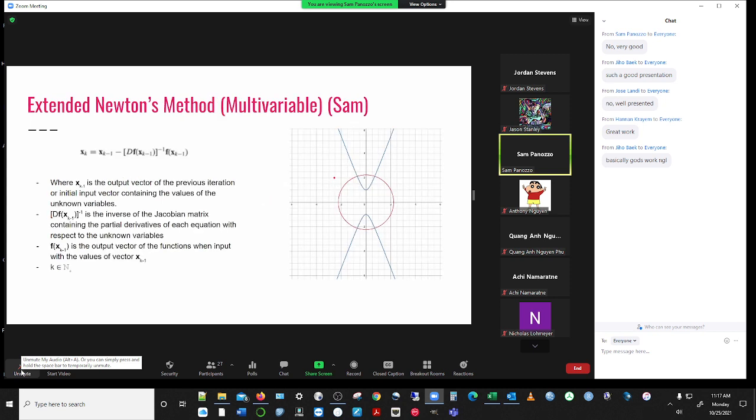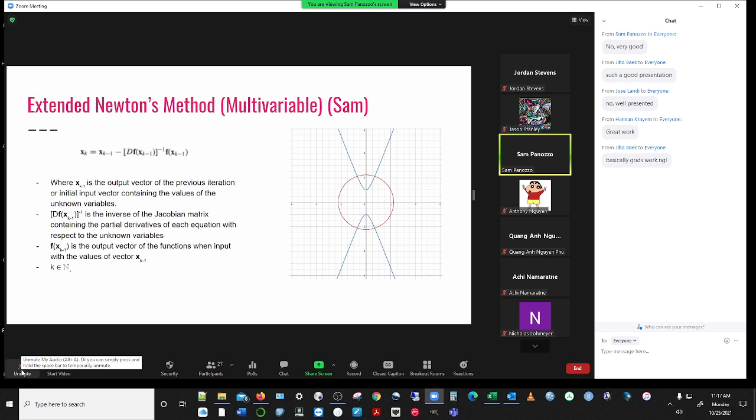Now, here is extended Newton's method, which we use for multivariable functions. This is somewhat of a similar method to the single variable one. However, in this case, we use something called the Jacobian matrix. If you don't remember the Jacobian matrix, we covered it in lecture 16, where it is essentially a matrix containing the partial derivatives of a set of equations with regards to their different unknown variables.